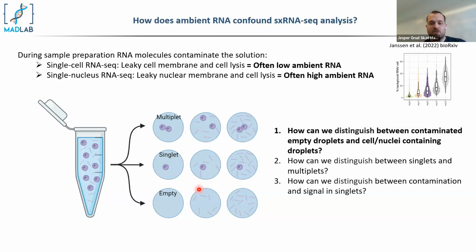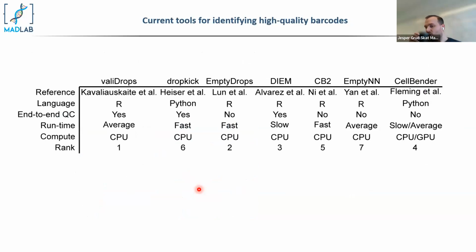And today, what I will talk about is only the first question, which is how we can distinguish between contaminated empty droplets and cell or nuclei containing droplets. There are already several tools out there for this task, namely these six, at least that we could find scouring the literature. Four of them are published and two of them are preprints currently. And then there's ours as well, which is of course also a preprint.